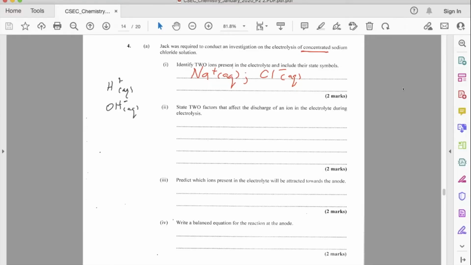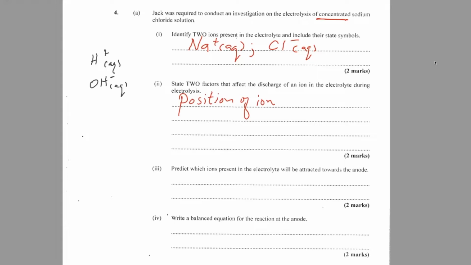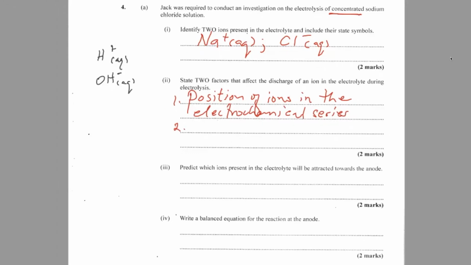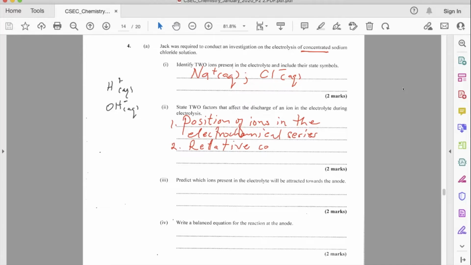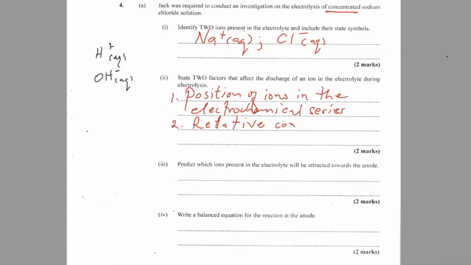Next question. State 2 factors that affect the discharge of an ion in the electrolyte during electrolysis. So we have 3 factors. We have the position of ions in the electrochemical series. We have relative concentration, and this is for halides, electrolytes containing halide ions. And we're only going to give 2. We can state the other one, the nature of the electrode used.